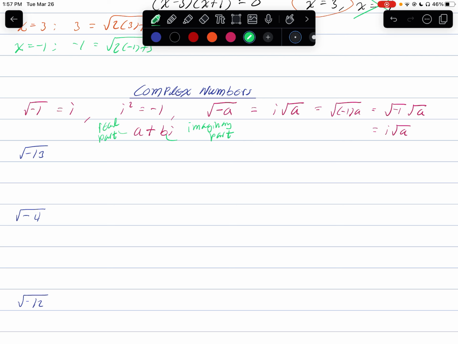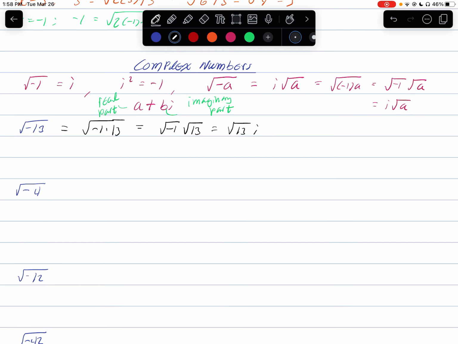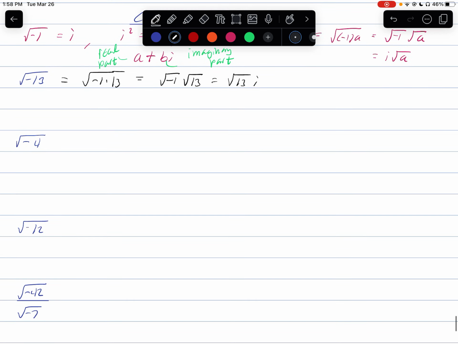Now we are going to take some of these basic facts and see what we can do with this. Let's start with a really easy example. Let's say we have the square root of -13. Well, we can just write this as the square root of -1 times 13, which is equal to the square root of -1 times the square root of 13, which is the square root of 13 times i. Or you can just pull out the negative sign and call it the square root of 13 times i. That's also fine.